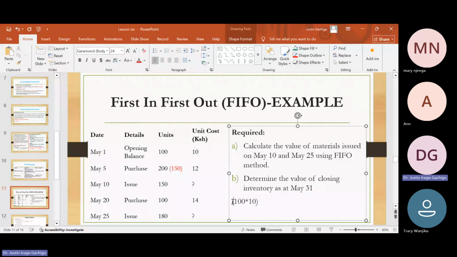That's the first issue. Then plus 50, you multiply by 12, that's the second issue. Plus, so now the third issue will be what? How are you going to issue the 180? Maybe tell us, how are you going to issue that?